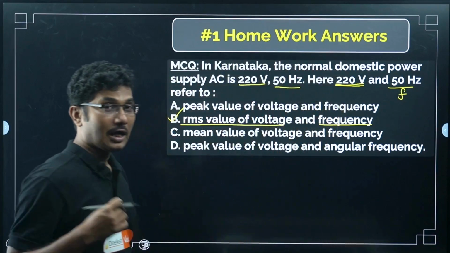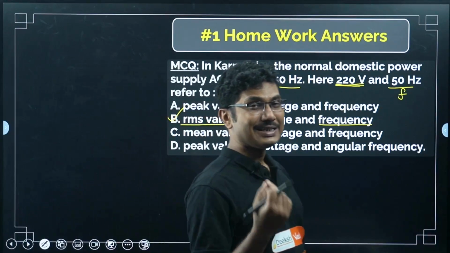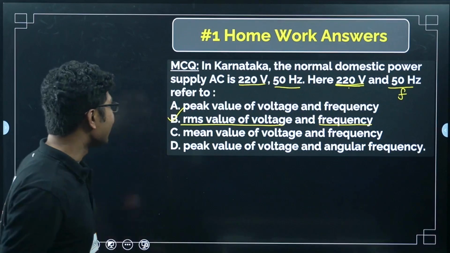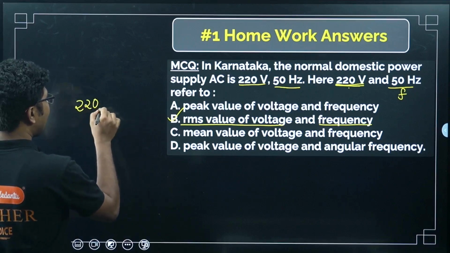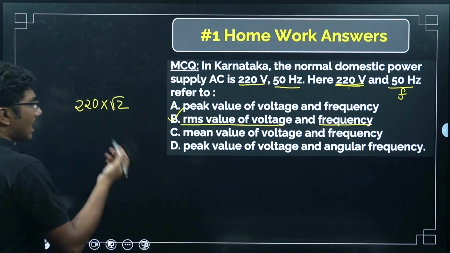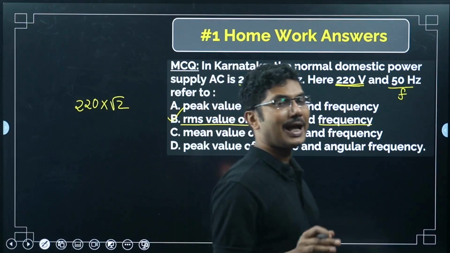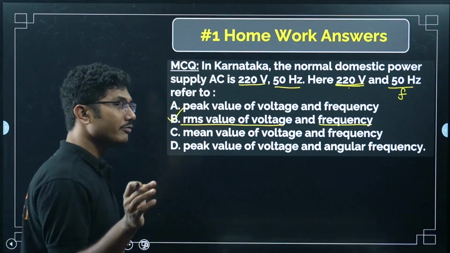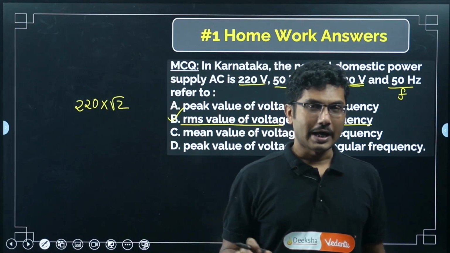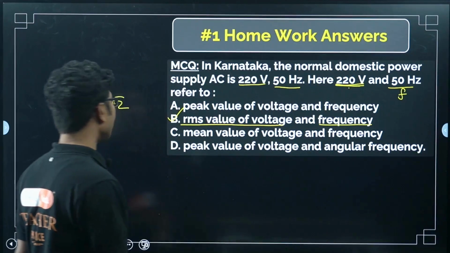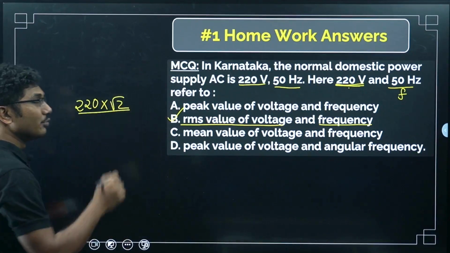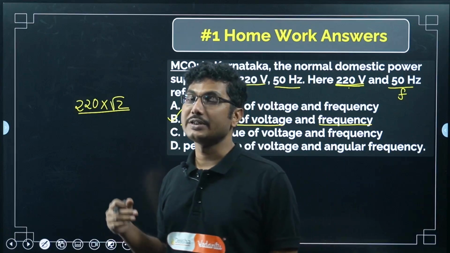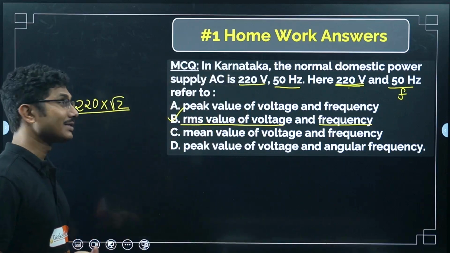I asked you one question yesterday: can you answer why AC is more dangerous than DC? Actually, 220 volt AC has a peak value of 220 volts times root 2, which is about 300 and something, right? So that is the actual peak value of AC. 220 volt DC means its peak value is 220 volt, but 220 volt AC means it is 220 volt times root 2, which is much higher than 220 volt. So the actual peak value is much higher compared to 220 volt DC. That's why it is dangerous.